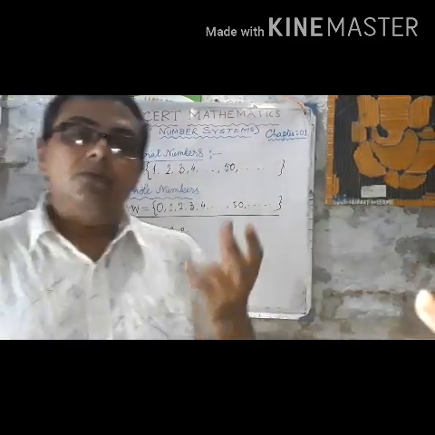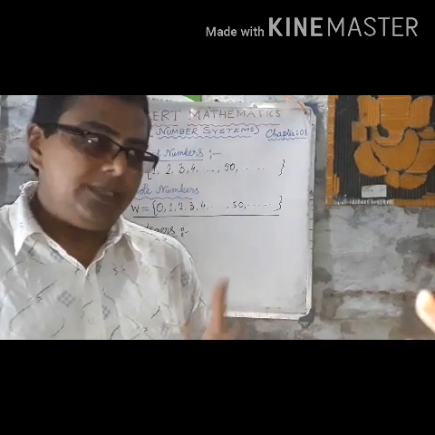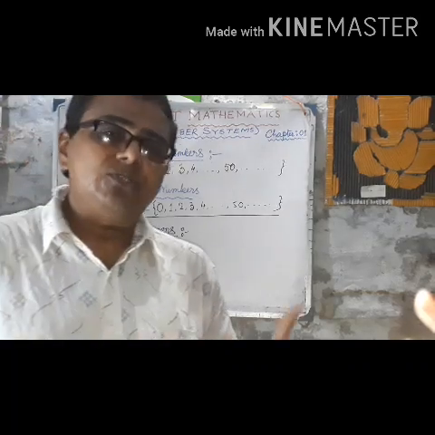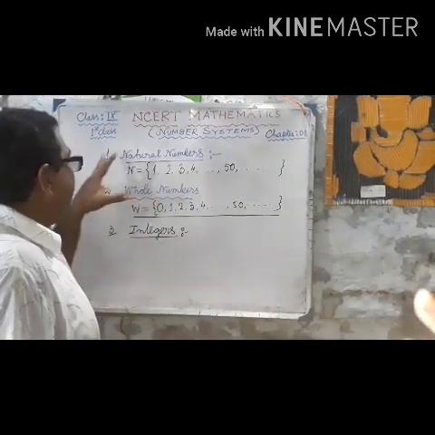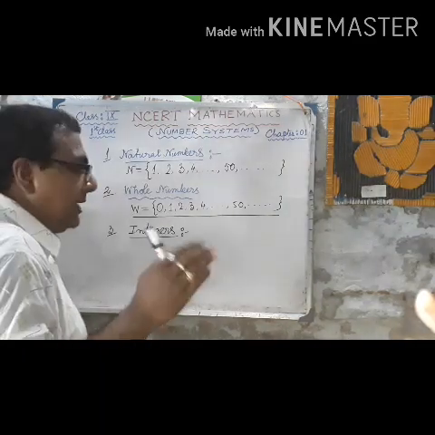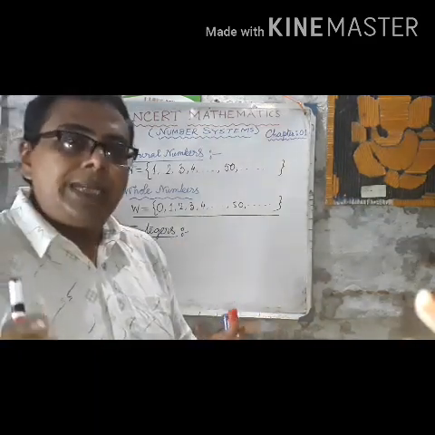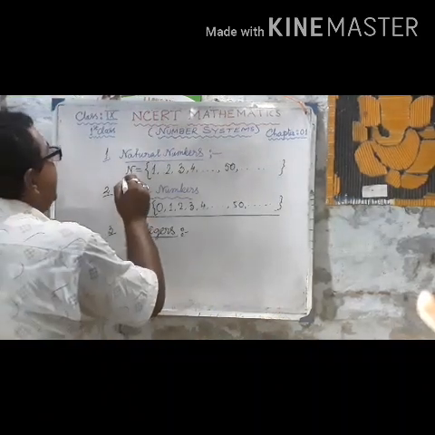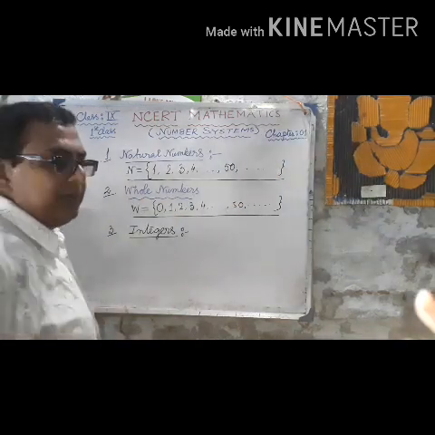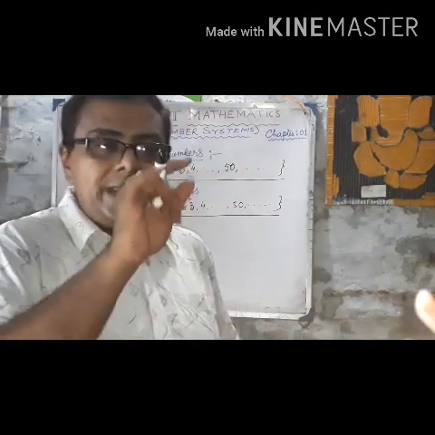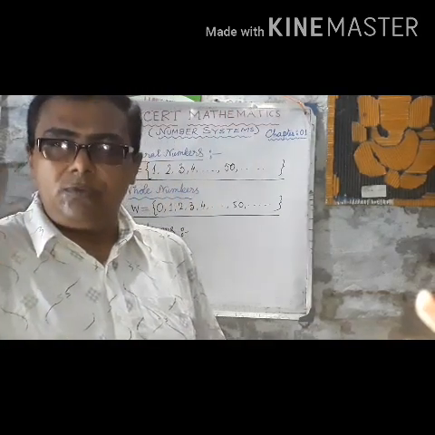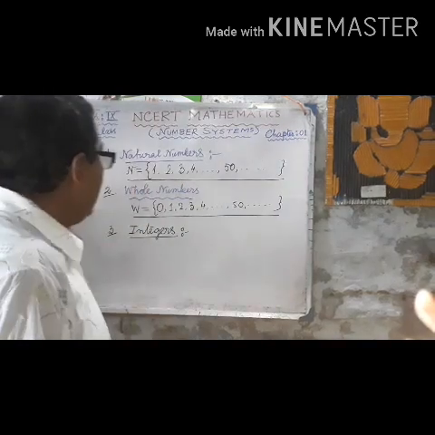The numbers which are used for counting, that is 1, 2, 3, 4, 5, 6, 7, 8 and so on. The set of natural numbers is denoted by N. Set means one type of collection. The set of natural numbers we can write in a similar way: capital N equals {1, 2, 3, 4, 5, ... and so on}.